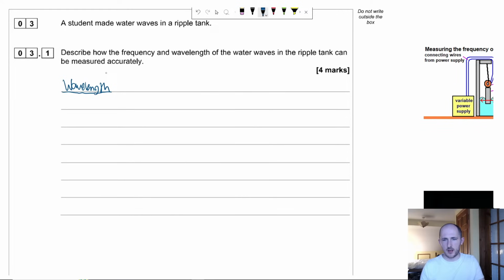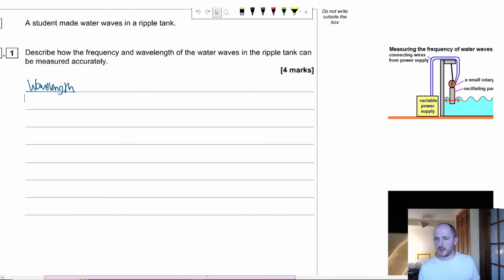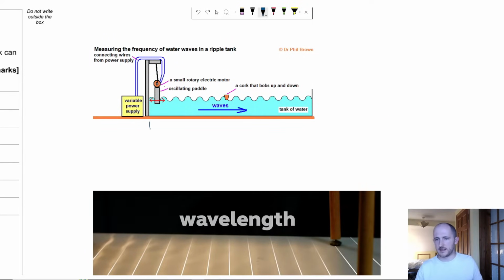Now, let's think about this actual experiment. When you make waves in a ripple tank, this is roughly your experimental setup. So you're going to have something that's oscillating in a body of water. And what you want to do is you want to set up a ruler. That is a horrible drawing, good lord. You want to set up a ruler along the side of the tank.